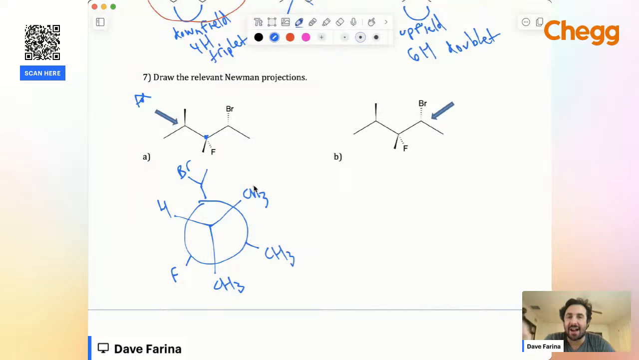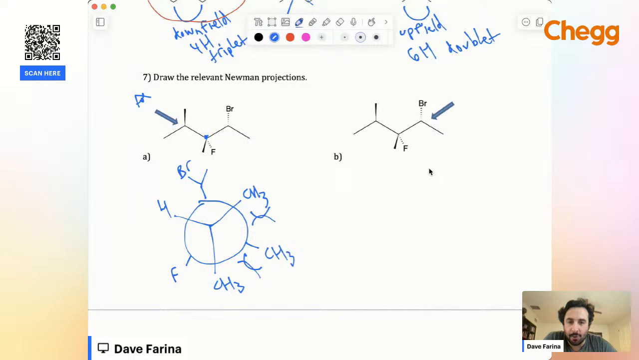It is a staggered conformation, because all the dihedral angles are 60 degrees. We've got a gauche interaction right there. We've got a gauche interaction right there, right? These alkyl groups are adjacent. So there's your Newman projection.